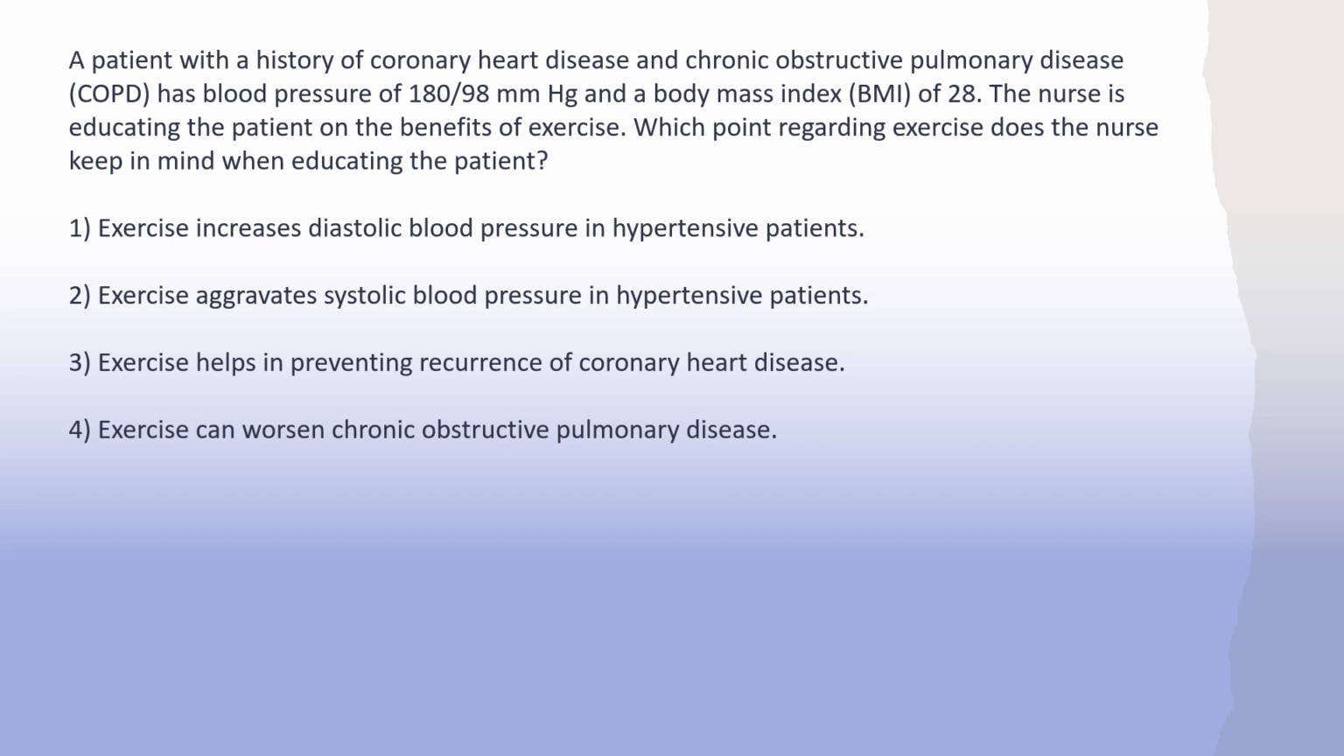A patient with a history of coronary heart disease and chronic obstructive pulmonary disease, COPD, has blood pressure of 180/98 millimeters of mercury and a body mass index, BMI, of 28. The nurse is educating the patient on the benefits of exercise. Which point regarding exercise does the nurse keep in mind when educating the patient?